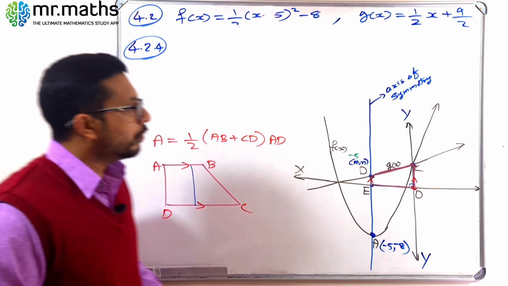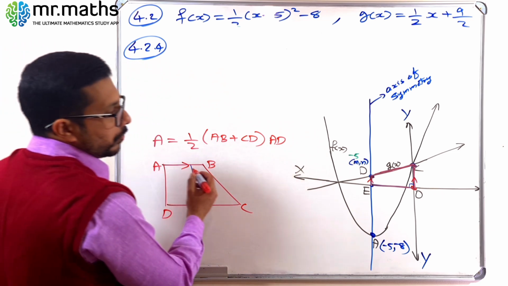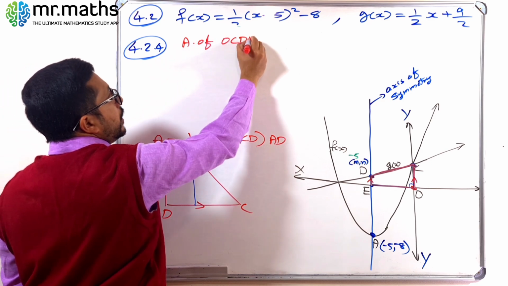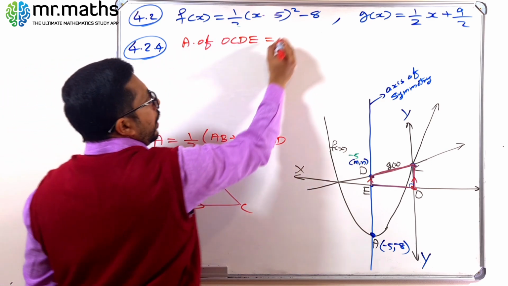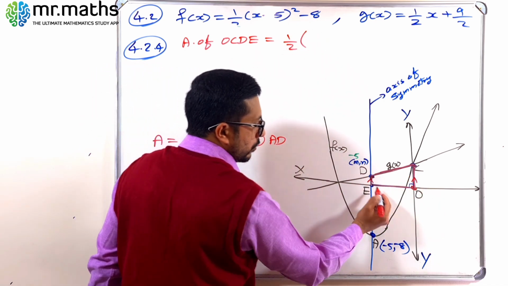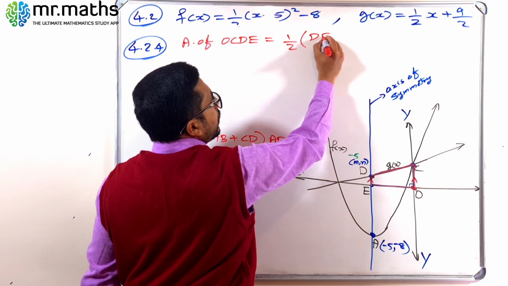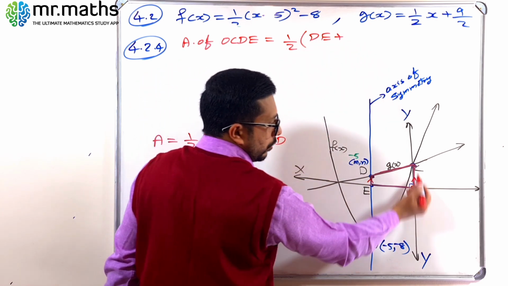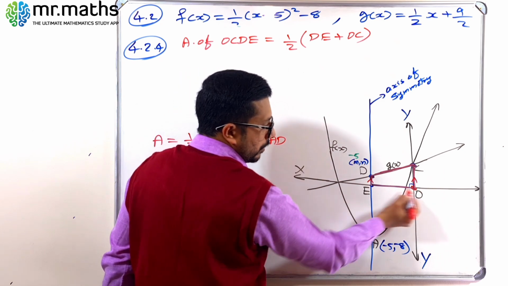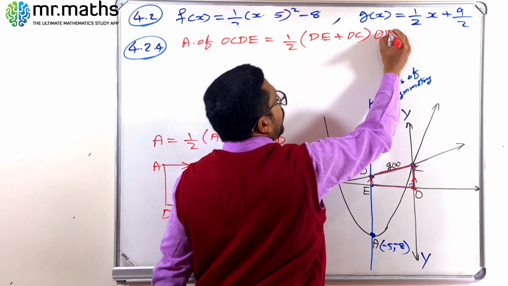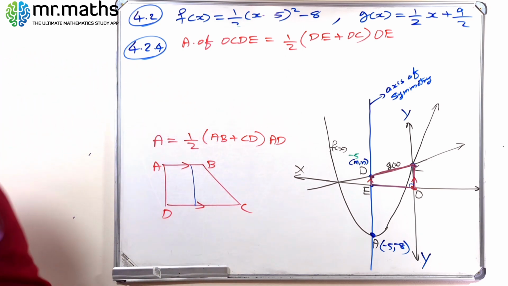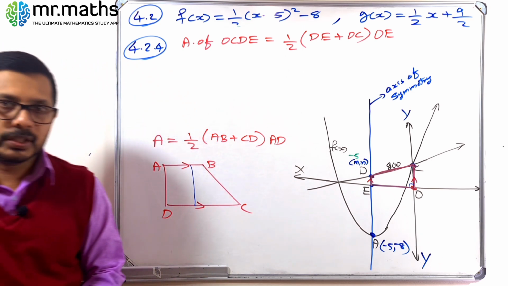Now how can you find the area of that OCDE? Area of OCDE is equal to half into, like this. Here these two lines are parallel, so DE plus the other parallel line, OC, into what is the perpendicular height? OE. That is the formula that we are going to use to find the area of that trapezium.